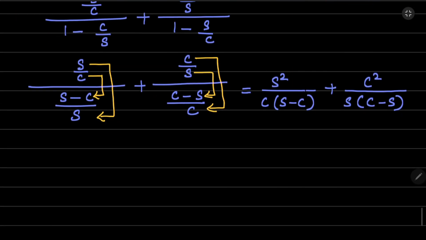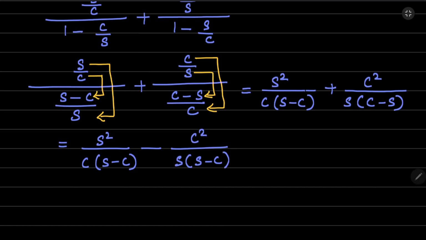Okay, so this becomes equal to, you have sine square whole divided by cos multiplied by sine minus cos. So here it is sine minus cos, but in the second term you have cos minus sine. So you can take negative 1 common out. So when you take one negative sign common out, the sign gets reversed. So cos square divided by sine multiplied by cos minus sine would become sine minus cos.